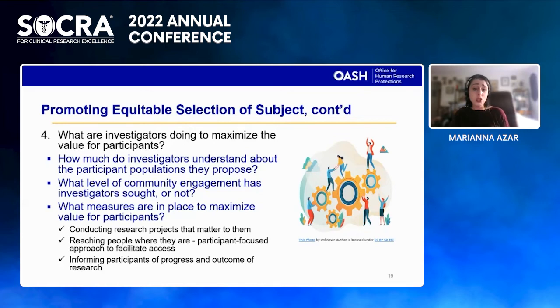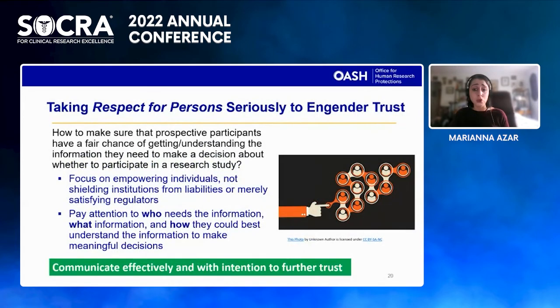Apart from reaching participants where they are to reduce burdens for them, what efforts are the investigators making to maximize value for participants? For example, are there plans in place to keep participants informed of the progress of the study, to update them on how their participation may be making a difference and how the communities the participants identify with may be able to benefit from the research?